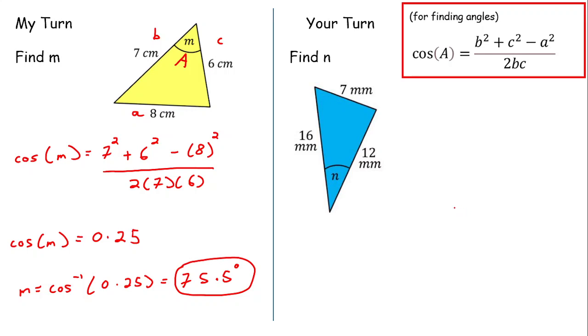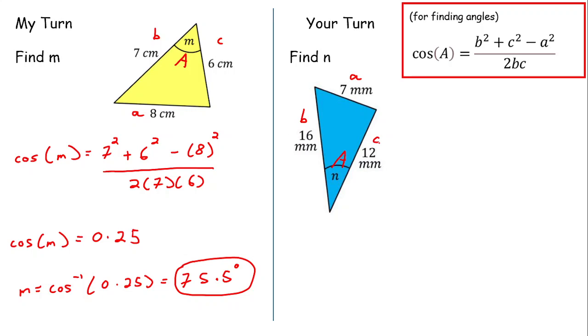So good. What you can do now is pause the video, give that your turn, and then you can fast forward and see if you got it correct. If you got it wrong, you can always go back and rewatch it with me. Okay, I want to find the angle n. Using our formula, A is what we're trying to find, so we'll call angle n capital A. The side opposite capital A is lowercase a, and then B and C can go either way, it doesn't matter.